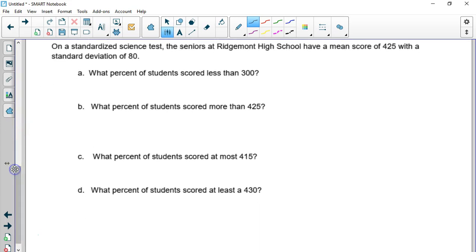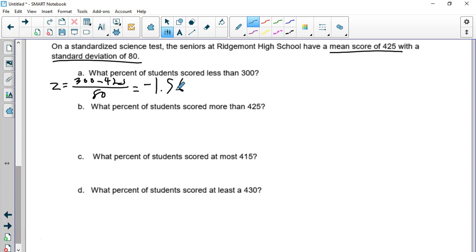Next example, standardized test. Mean of 425, standard deviation of 80. What percent scored less than 300? Again, first step, z-score. 300 minus 425, so it's going to be a negative, divided by 80. So we're going to round. It's negative 1.5625, but we're only going out to the hundredths spot.